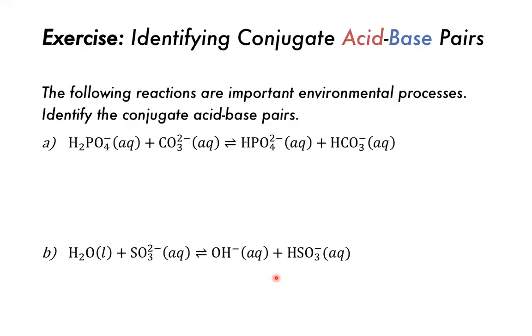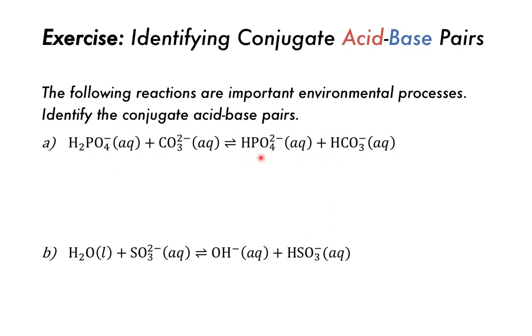We're going to be asked to identify the conjugate acid-base pairs in the following reactions. The following reactions are important environmental processes. So here we have H2PO4 minus. This is a phosphoric acid that has been deprotonated. It starts off as H3PO4, the phosphoric acid. And this is going to be reacting with this carbonate. This forms hydrogen phosphate, and then this forms hydrogen carbonate.